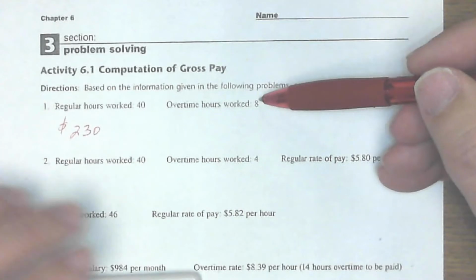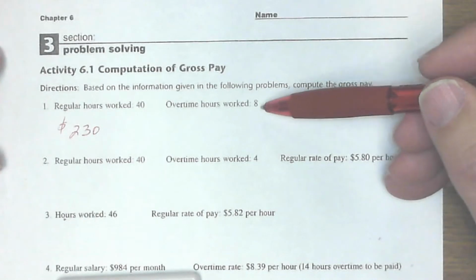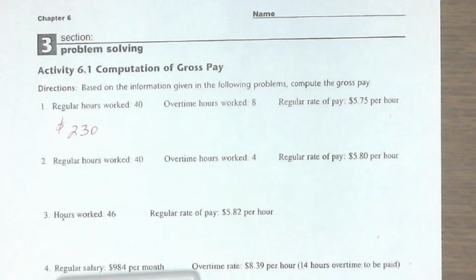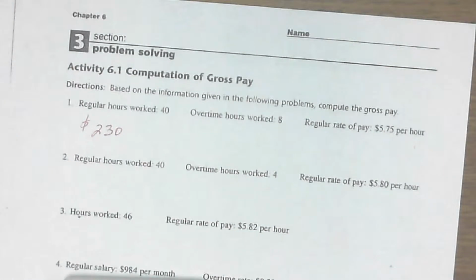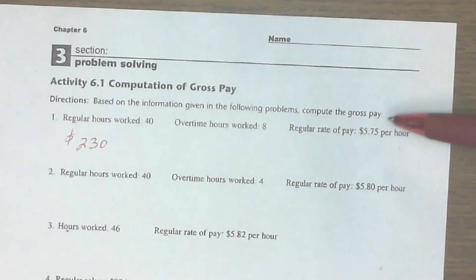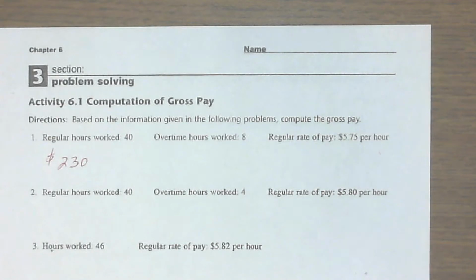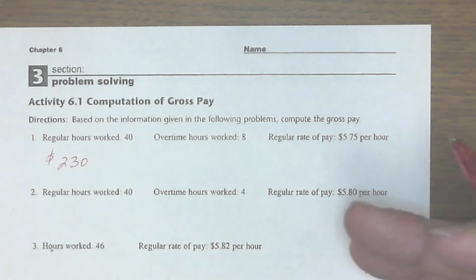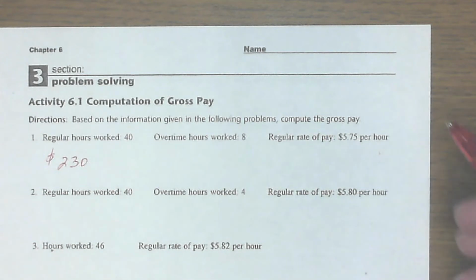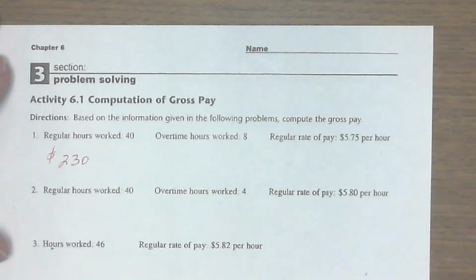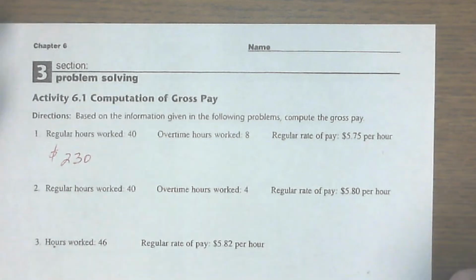So the next one, overtime hours worked, 8 hours of overtime. So just to remind you, programs on a computer have a default setting. The default setting for overtime is time and a half. That's the law. Unless there's other information, whatever overtime's talked about in general, the default for overtime is time and a half for those hours that you worked over.